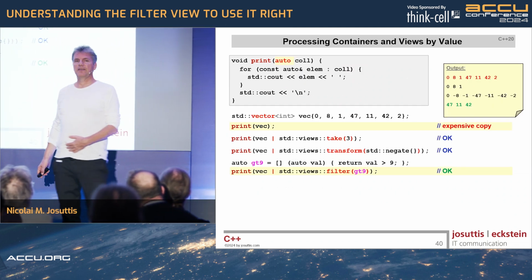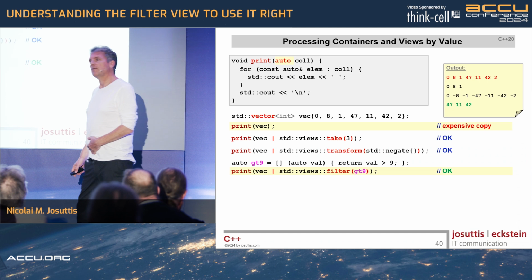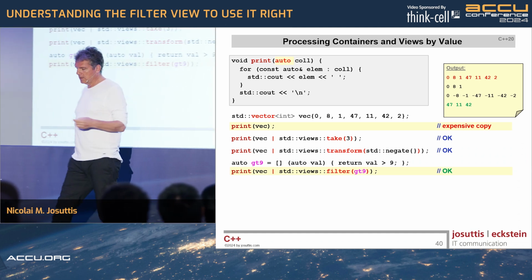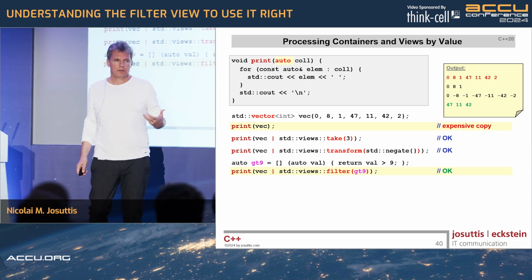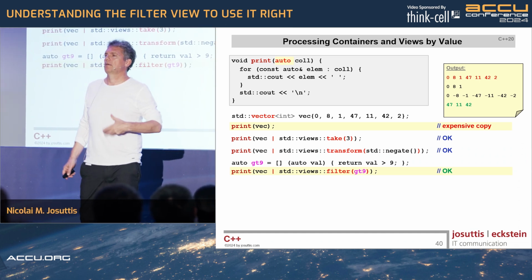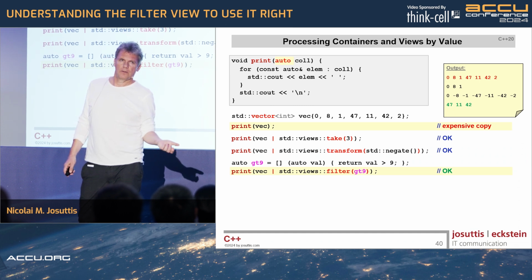There's another option. We can take things by value. So that was an interesting answer given when this was discussed. Because one of the key designs of a view is that it's cheap. It doesn't contain any elements, so it's cheap to copy. So why don't we pass it by value?